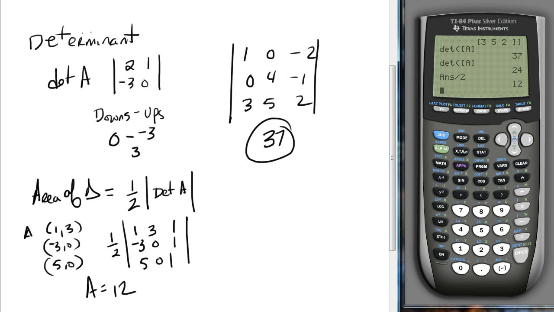Why don't you try it again? New points. Find the area of the triangle: 1, 3, 5, 8, 9, -1. Try it out.